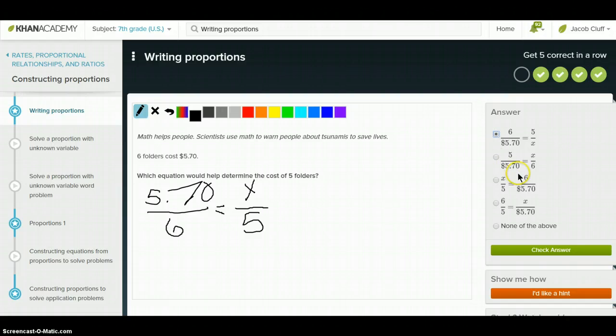Let's double check to make sure. So 5 times 6, 5 times 6, 5 times X. So this should be the right answer.